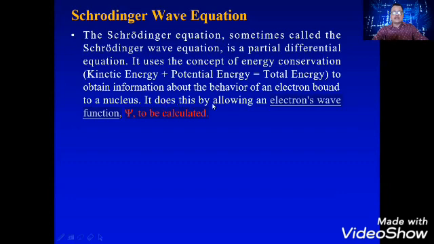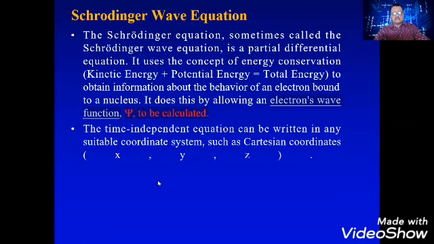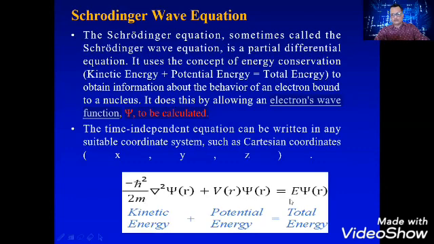It does this by allowing an electron wave function psi to be calculated. So this is what it looks like. This is the Schrodinger wave equation. The name itself speaks: Schrodinger wave equation. That means he considered the wave motion of the electron and deduced an equation, and that equation helps to calculate the value of psi, and this psi is called the wave function.